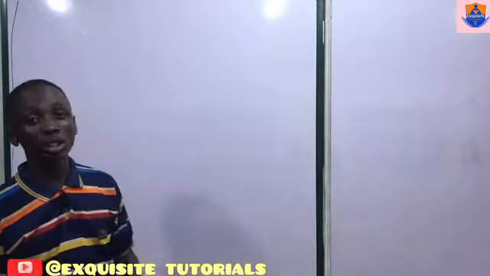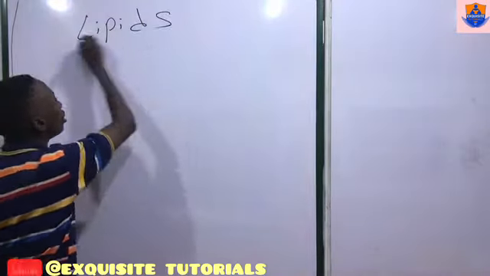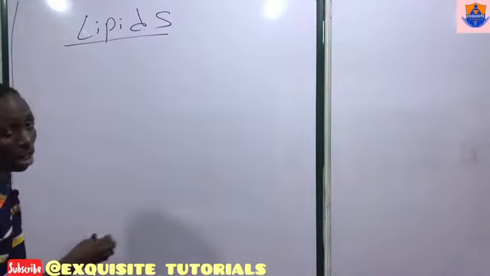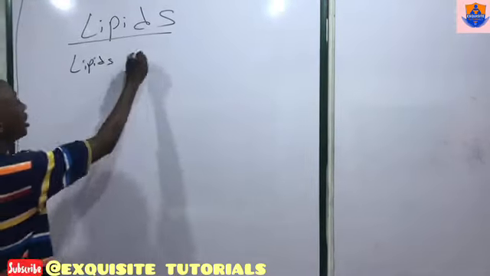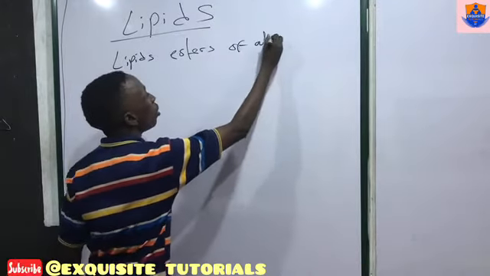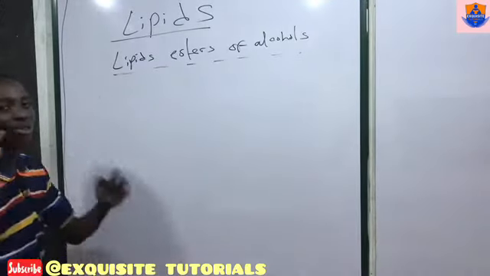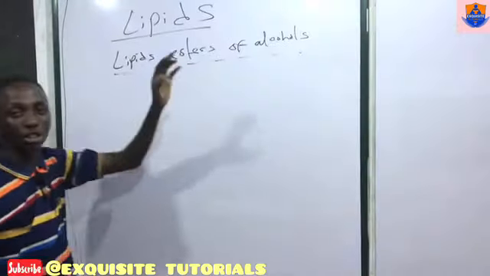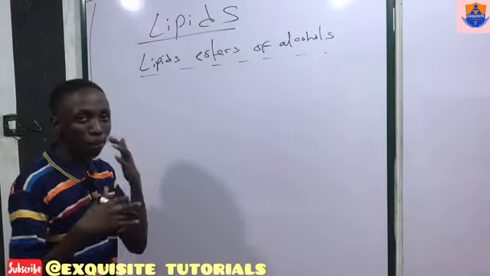Today we are going to be treating lipids. Now, what are lipids? Lipids are simply esters of alcohols. Note, unlike proteins and carbohydrates that we have been treating so far, lipids do not form polymers with each other.